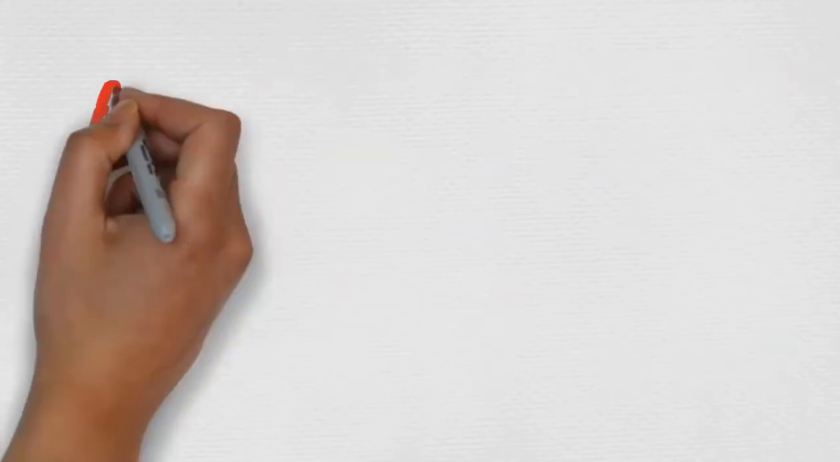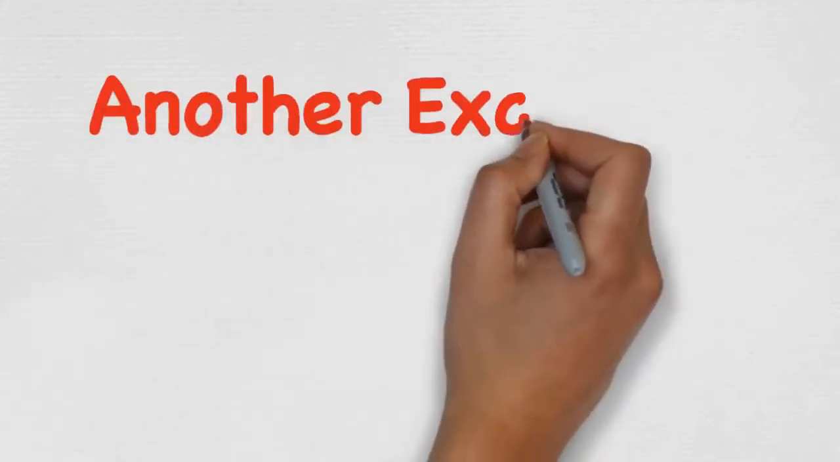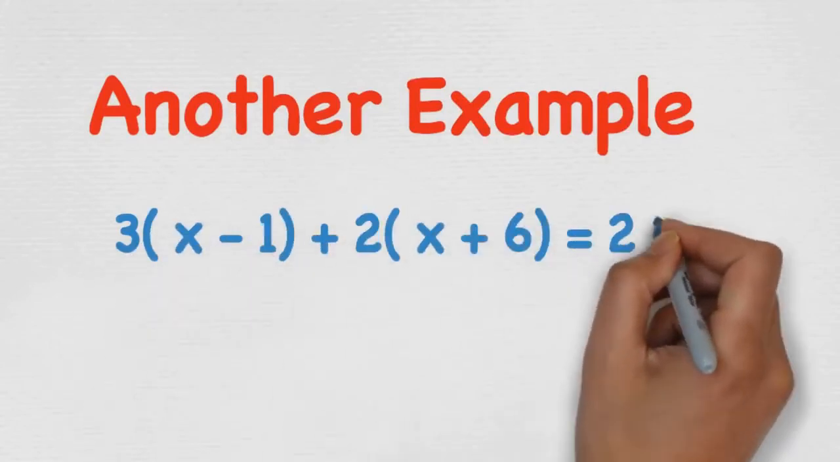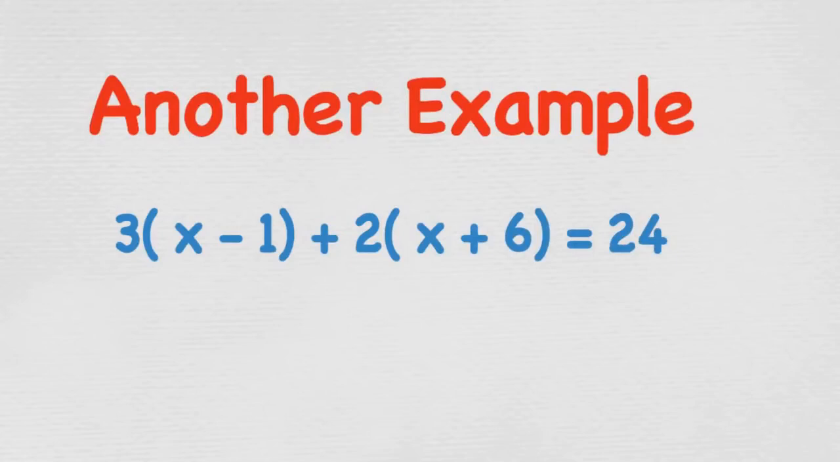Okay, let's look at another example which is a little bit harder. So we've got 3(x - 1) + 2(x + 6) = 24. Let's quickly recap the 3 steps again. Step 1, expand. We need to expand the brackets so we can see exactly what we are working with. Step 2, collecting like terms. We need to collect everything that is the same to make the equation more simplistic. And step 3, inverse operations. We need to isolate the x by itself to work out its value.